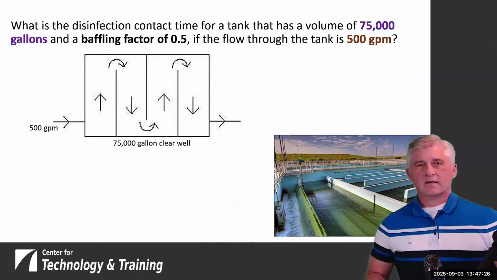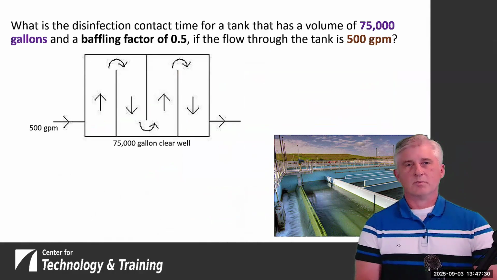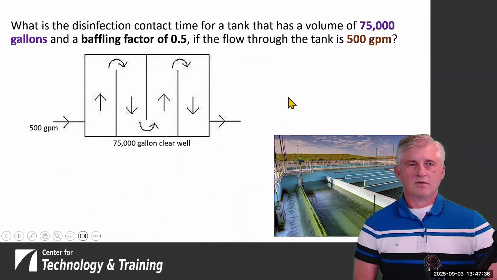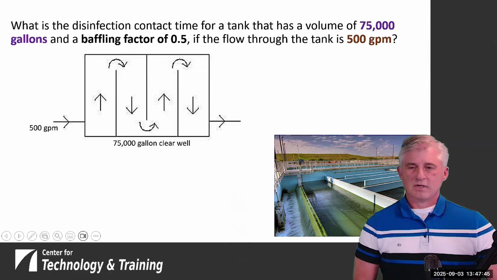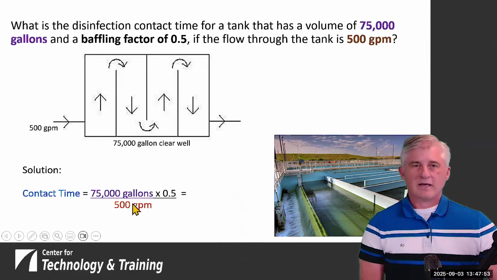So let's do a little example here. What's the disinfection contact time for a tank that has a volume of 75,000 gallons and a baffling factor of 0.5 if the flow is 500 gallons per minute? So we have 500 gallons a minute. Our clear well, the total volume of this is 75,000 gallons. And our solution, we're going to take our 75,000 gallons, the total for the tank. We're going to multiply that by the baffling factor.